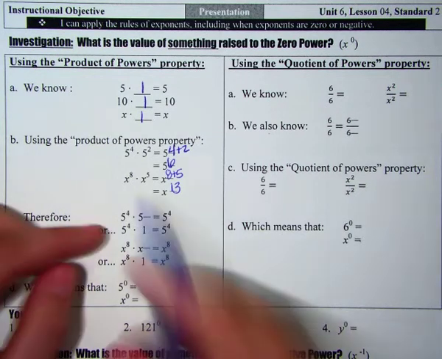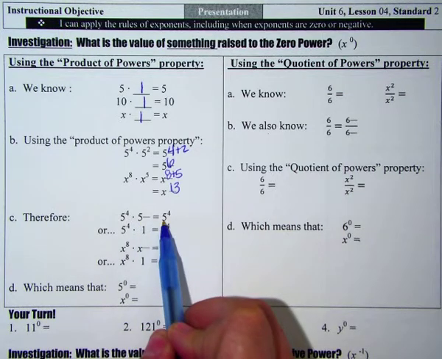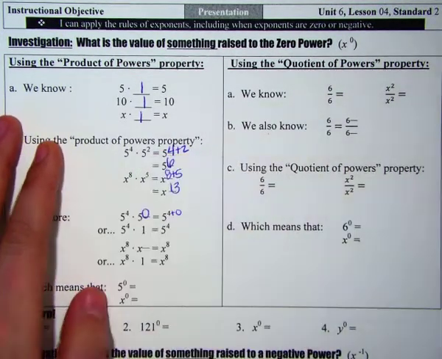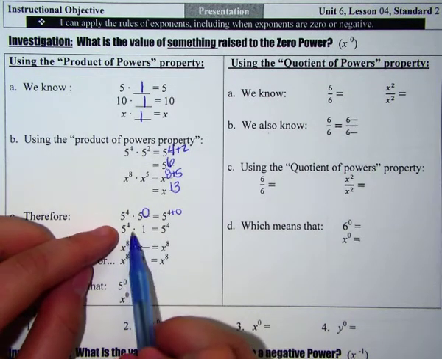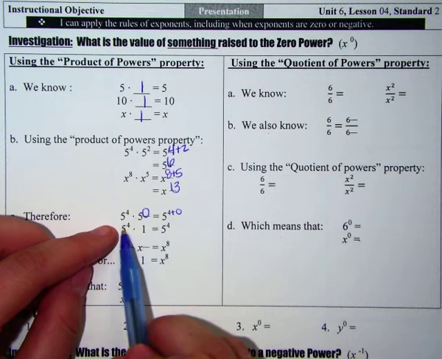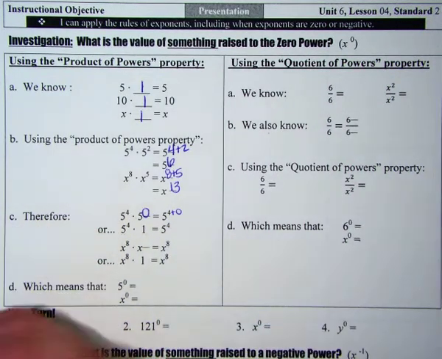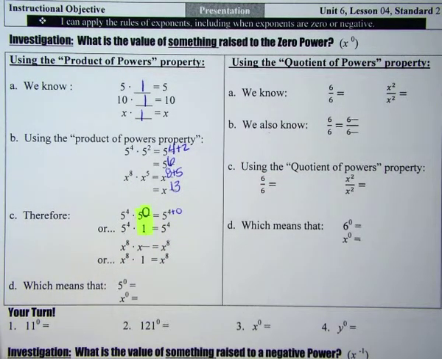Therefore, 5 to the 4th power times 5 to the what power would be 5 to the 4th power. Well, we would be adding 0, so this must be 5 to the 0 power. Or we know that 5 to the 4th times 1 would be 5 to the 4th. Anything times 1 is itself. So what does this mean? This means 5 to the 0 power is 1.